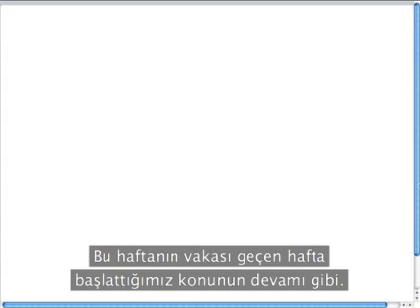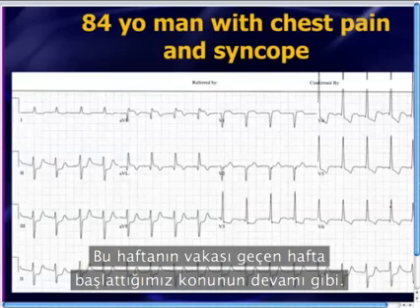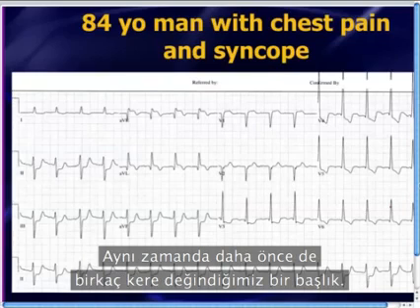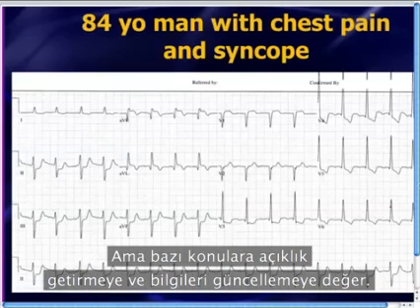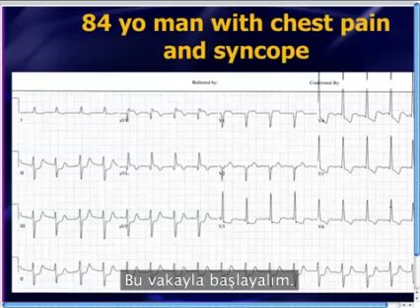This week's case is kind of a continuation of something that we started last week, and it's also a topic that we've addressed a number of times before, but it's worth clarifying some things and updating a few things as well. So we'll start out with this case.